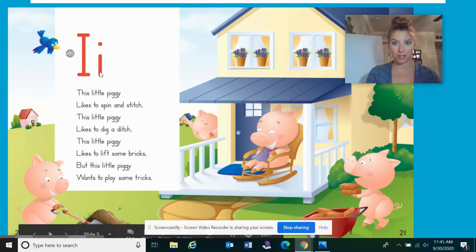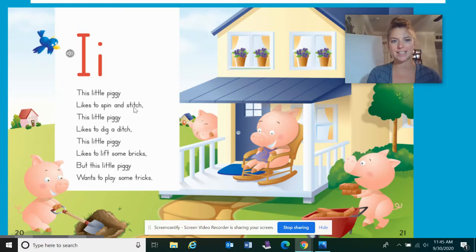Capital I, lowercase I. This little piggy likes to spin and stitch. Which little piggy is that? Likes to spin and stitch. Yeah, I think it's this little piggy sitting right here. Good job. Let's keep going.